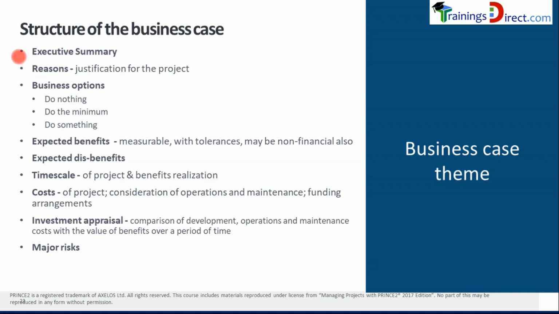It should have an executive summary. The summary might present the opportunity or challenge which the project needs to handle. Then the reasons or justification for the project. This is the key section in the entire business case document, without which a project cannot be justified. Then the business options of doing nothing, doing the minimum, or doing something. Expected benefits, which are measurable with tolerances, may be non-financial also. Expected disbenefits, and also time scale of the project and the benefits realization, as well as cost of the project with due consideration of operations and maintenance costs and funding arrangements as well.